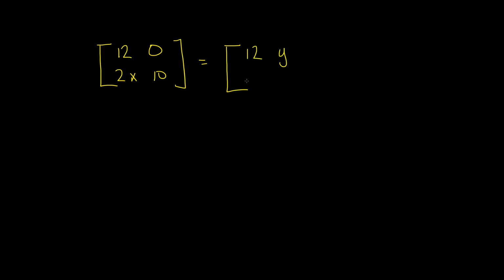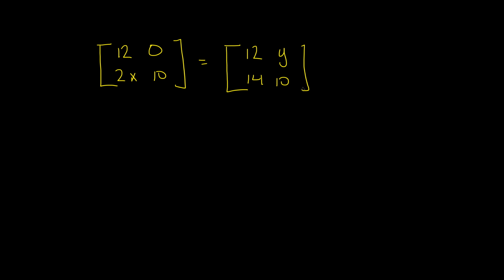Okay, so let's look at another representation of a matrix. Let's look at 12, 0, 2x, and 10. Then this is equal to a second matrix: 12, y, 14, and 10. Pause for a moment here and think about this. If we have equal matrices, what does it mean when we throw variables in there?